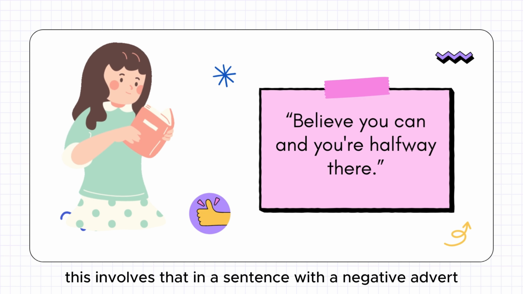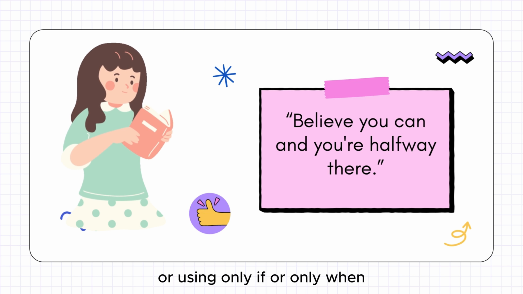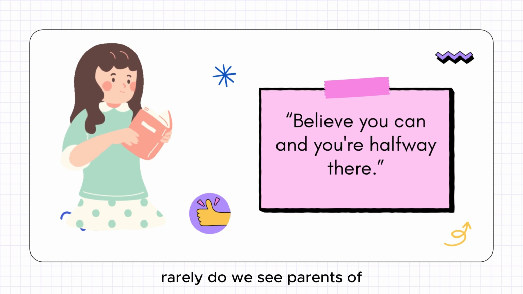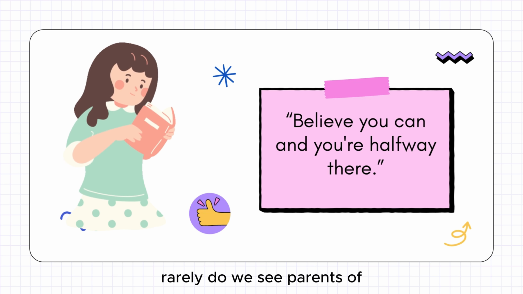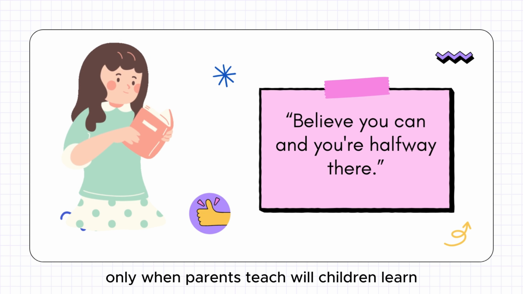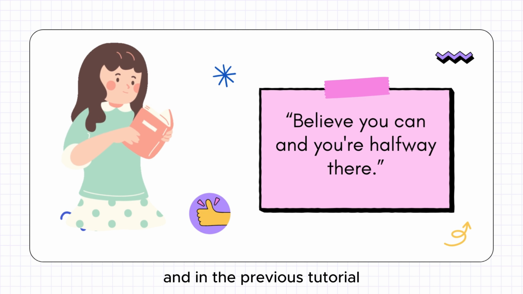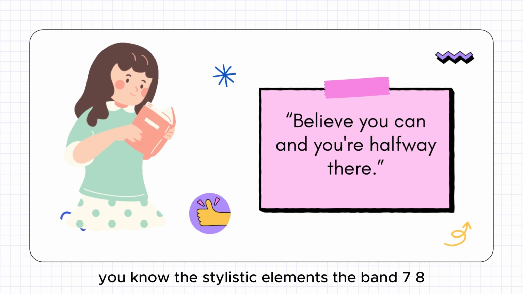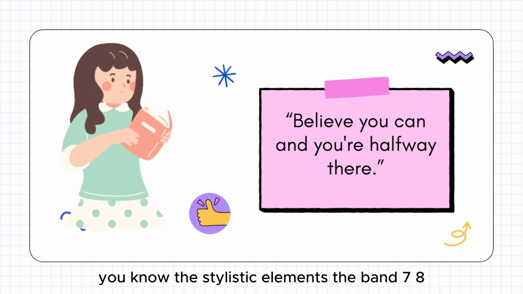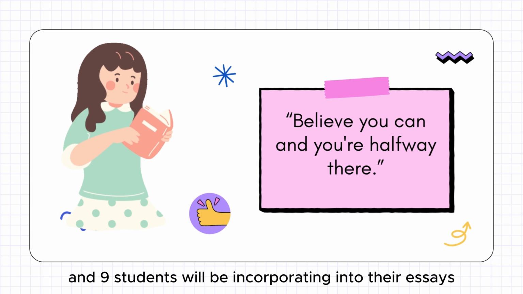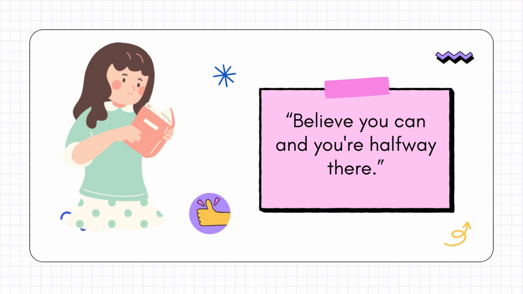Inversion. Now this involves starting a sentence with a negative adverb or using only if or only when. Here's an example. Rarely do we see parents, or only when parents teach will children learn. And these are sort of like the stylistic elements I've mentioned in a previous tutorial, the stylistic elements the band 7, 8 and 9 students will be incorporating into their essays.